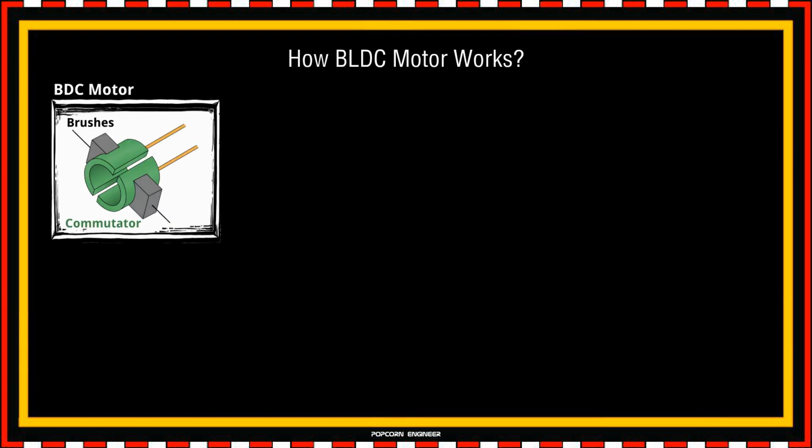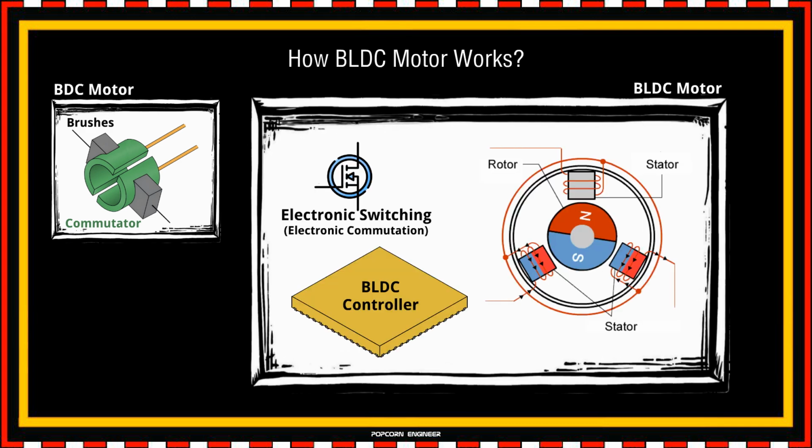Instead of brushes and a commutator, a BLDC motor relies on electronic switching of the current through different windings. The current is first applied to the stator coils. This creates a magnetic field around that coil. The coil acts like an electromagnet with a north and south pole. The north pole of the coil attracts the south pole of the rotor magnet, and the south pole of the coil repels the south pole of the rotor magnet. After the rotor has been aligned with the stator magnetic field, the motor will stop.